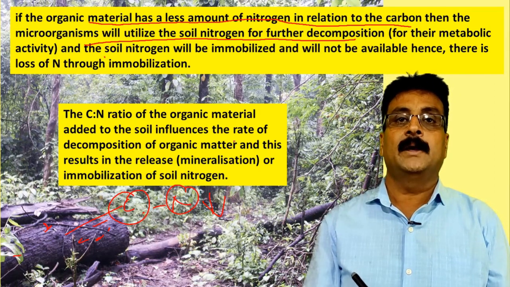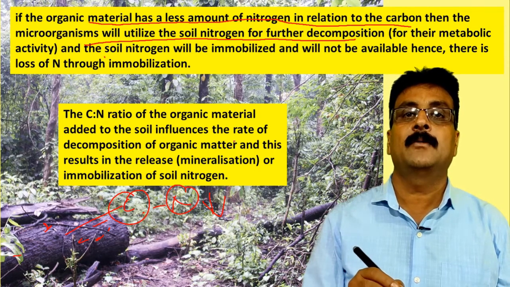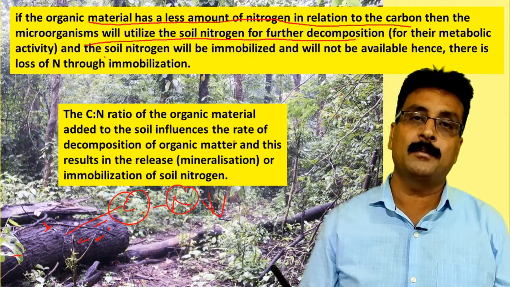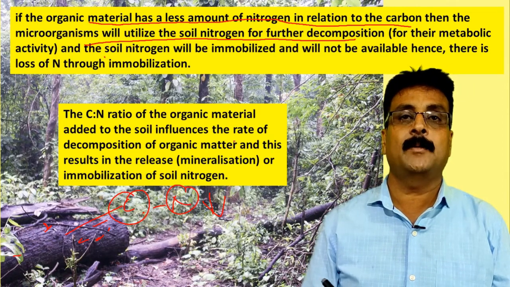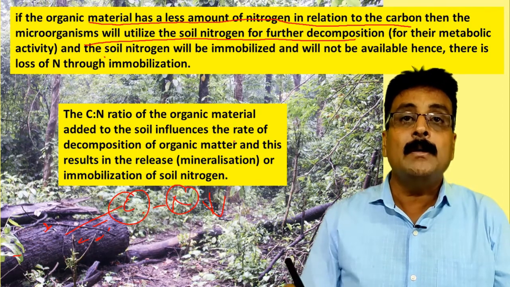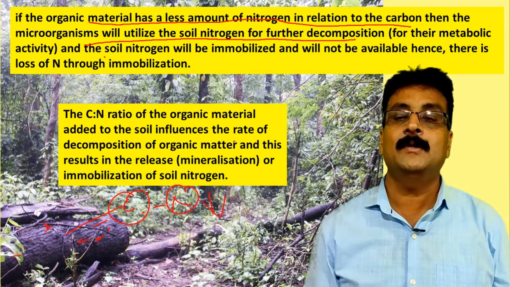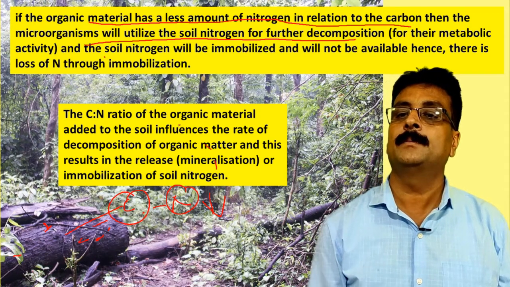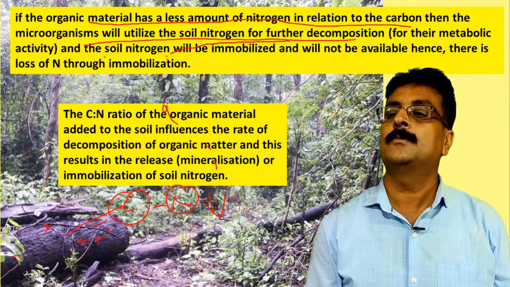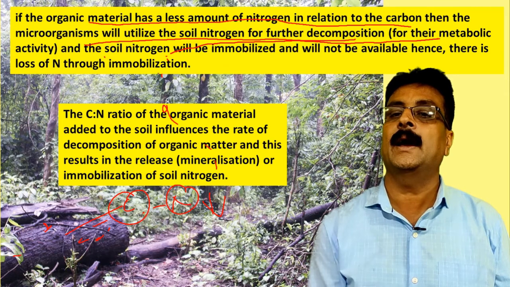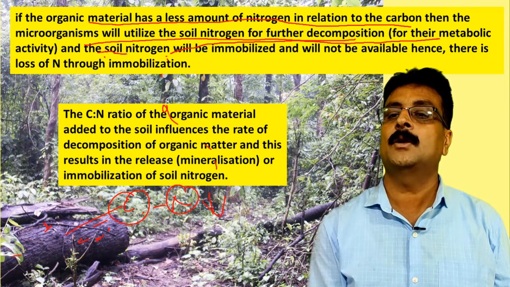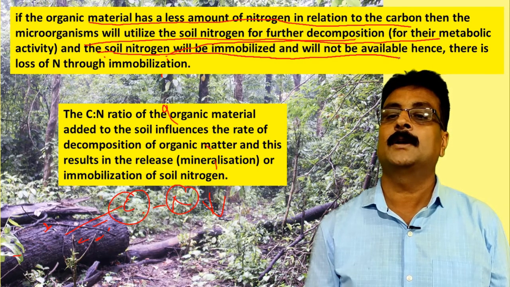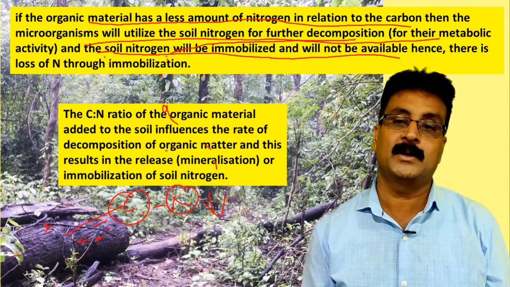The more carbon there is, the more microbes there will be, to decompose it. So if carbon is more, microbes will be more in that area. Their population will be more to decompose more cellulose, more carbon there. So the microorganisms will utilize the nitrogen for further decomposition and their metabolic activities. So the soil nitrogen will be immobilized and will not be available for the plants to take. Now let me make you understand again.